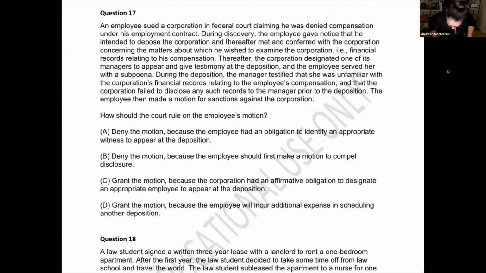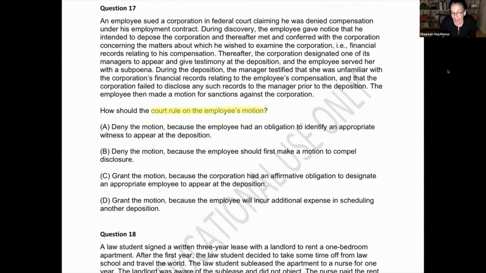All right. An employee sued a corporation in federal court claiming he was denied compensation. How should the court rule on the employee's motion? Generally with these questions, I'm not going into all of my tips and all the subjects. I do that in my MBE minutia class, which I co-taught last time, and in my book, I give tons of that. This one, I just wanted to go through the questions, demonstrate the differences between these and the MBE questions you may be used to, and demonstrate the way you should be looking at the answer options.